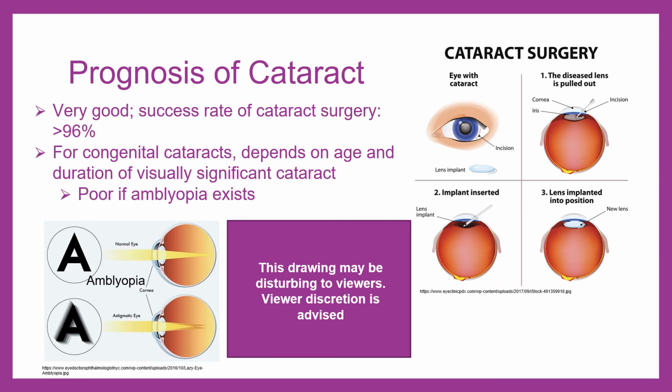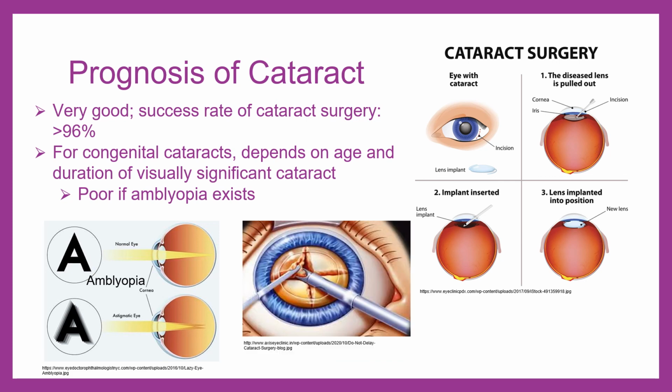The prognosis of cataract is very good, and 96% and above is the success rate of cataract surgery. The surgery is also very short, taking around 10 to 20 minutes, and it is very safe as well. For congenital cataracts, it depends on the age and the duration of a visually significant cataract. The prognosis of their vision is poor if amblyopia already exists.